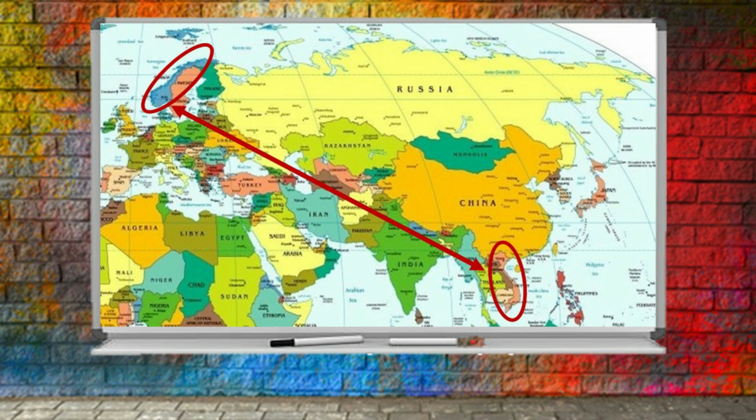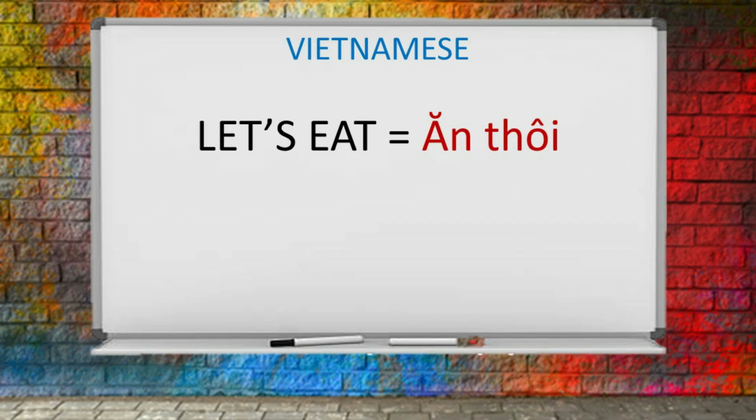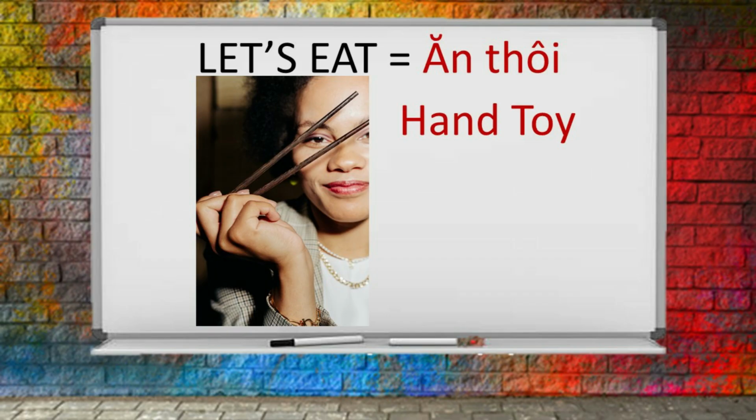All right, so now let's go to the other side of the world, and you're in Vietnam and you're hungry. So a good expression to know would be let's eat, and that's an toi, hand toy. Well, maybe you're not used to dealing with chopsticks, and to you it's kind of like a hand toy. So let's eat.